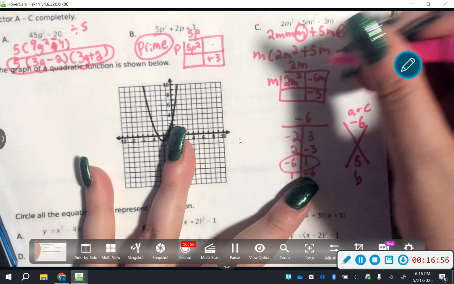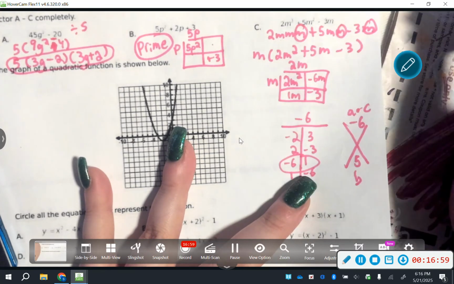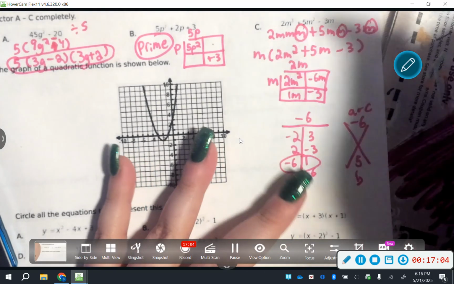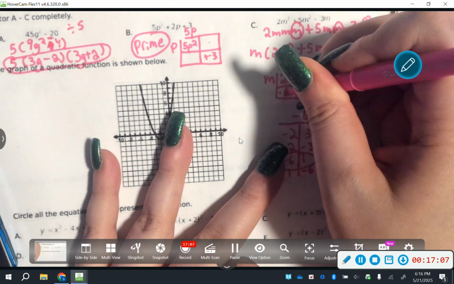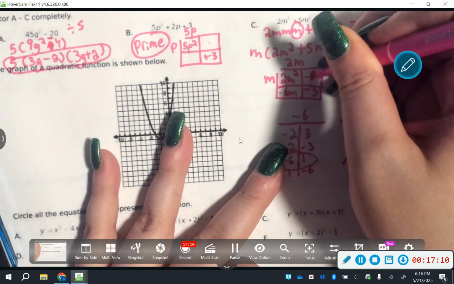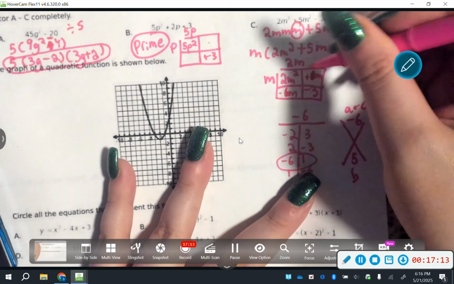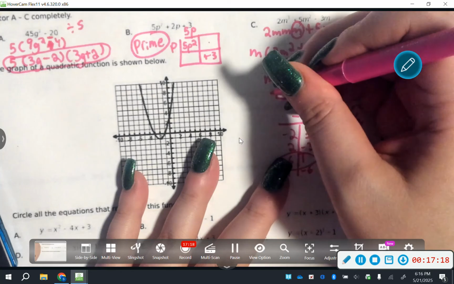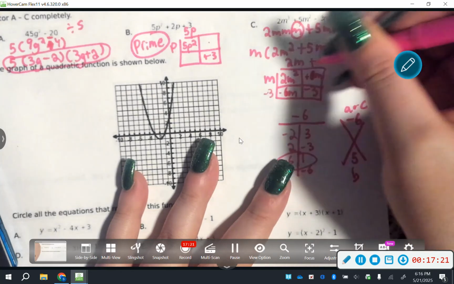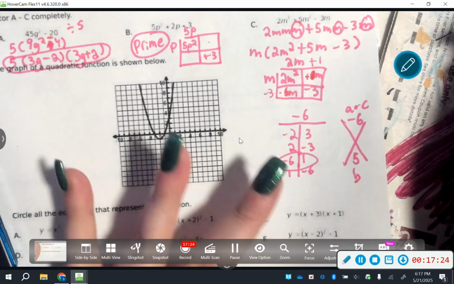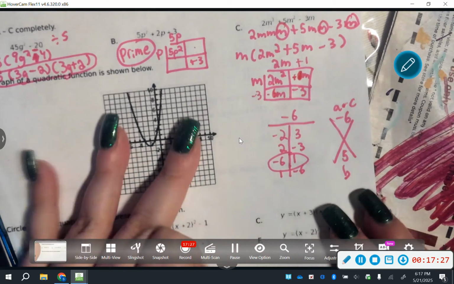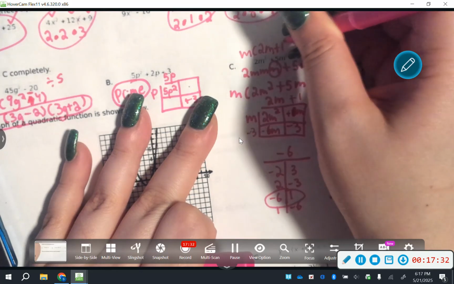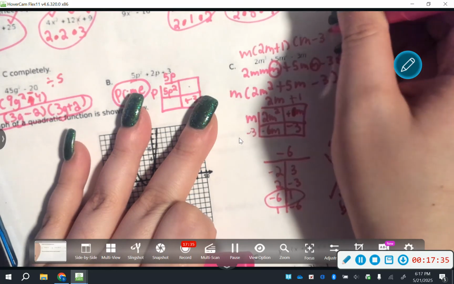Negative 6m, and we have a 1m. I put them in the wrong spot. Do you know why? 2 times nothing is going to get me that 1m. So I'm going to put my negative 6 here. I'll put my positive 1 here. Let me fix that. M times positive 1 gets me a positive 1m. 2 times negative 3 gets me a negative 6m. Negative 3 times positive 1 gets me negative 3. So my final answer, I'm going to write it above, would be m, parentheses, 2m plus 1, m minus 3.